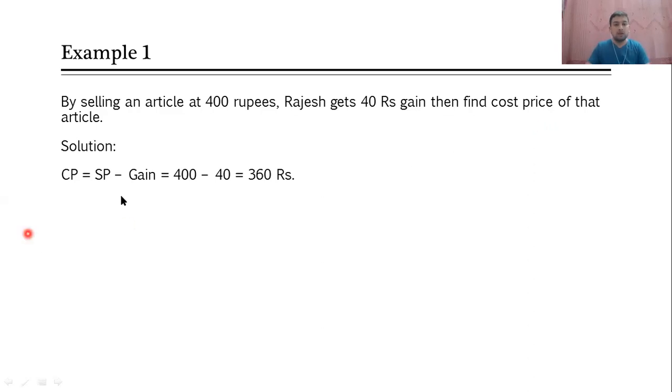Okay. So we know profit or gain. What is profit or gain? It is selling price minus cost price. So what will be cost price? CP is equal to SP minus gain. What is selling price? 400 minus gain 40. So 360 rupees will be the cost price of the article. That means Rajesh is purchasing an article for rupees 360. He is selling that article at rupees 400. So what will be the profit or gain to Rajesh? Rupees 40. Okay, so hope this is clear.